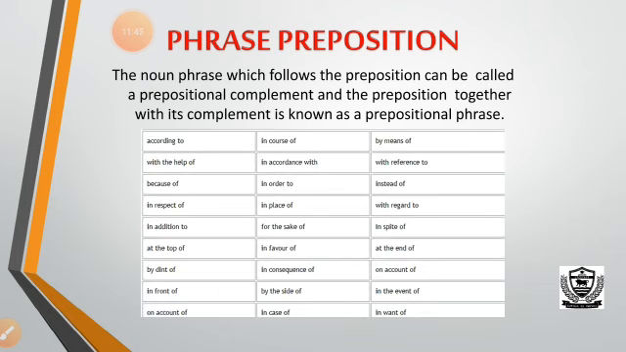This is a chart of phrase prepositions. You can have a glance. Like according to, with the help of, because of, in respect of, in addition to, at the top of, by the dint of, in front of, on account of, in course of, in accordance with, in order to, in place of, for the sake of, in favor of, in consequence of, and so on.